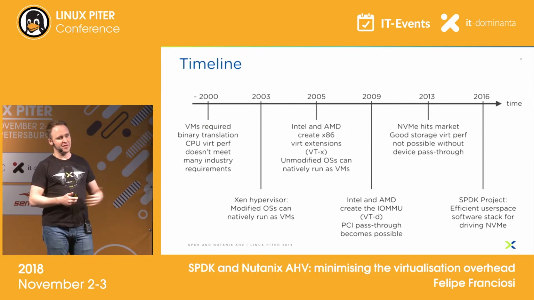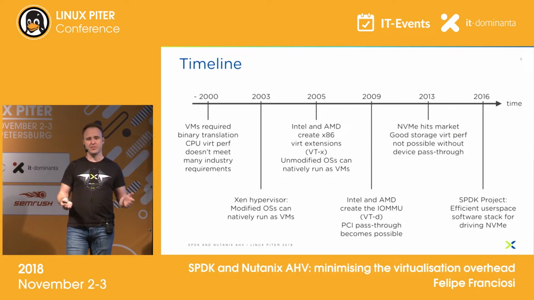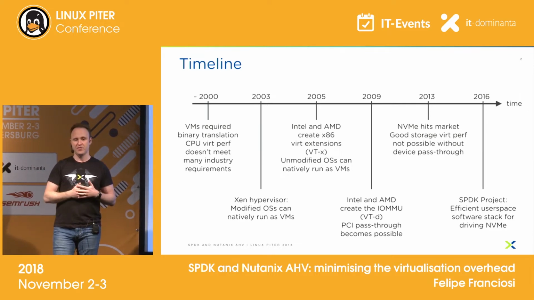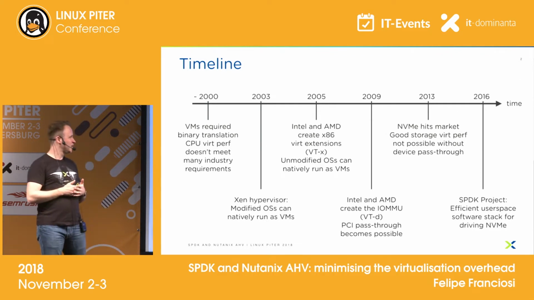A few years later, Intel and AMD introduced something called the IOMMU, which allowed things like PCI pass-through to happen. You may know this technology as VT-d, and that's what allows PCI devices to be completely passed through to virtual machines. The performance of that is obviously great, but you lose the decoupling that you wanted between software and hardware. Now your virtual machines can't really move that much.